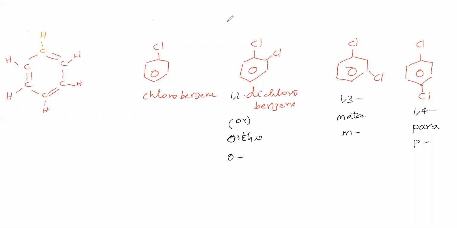Okay. Now we will take a look here. For this bond, what is the dipole moment? Here carbon atom present, here chlorine atom present. Chlorine is more electronegative than this carbon. Therefore, this bond is having dipole moment like this. This bond is having dipole moment in this way. So this bond is having dipole moment like this. This bond is having dipole moment like this.